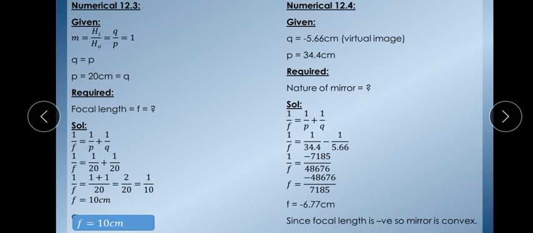Then, since the focal length is negative, the mirror is convex, because only in the case of a convex mirror will the negative sign be with the focal length.